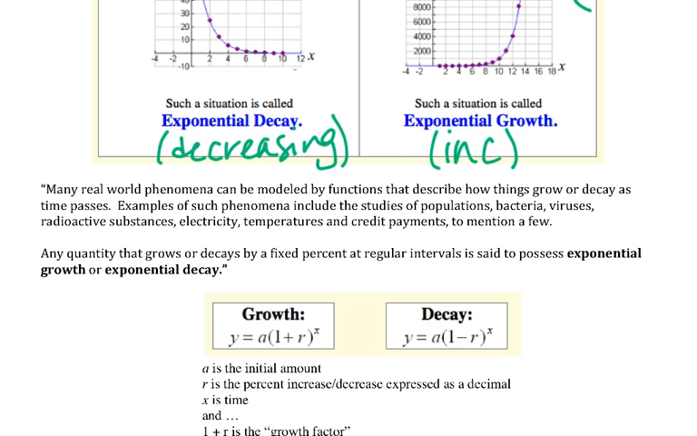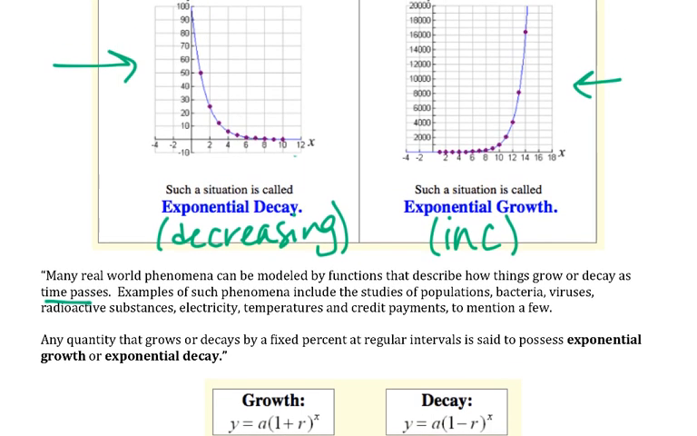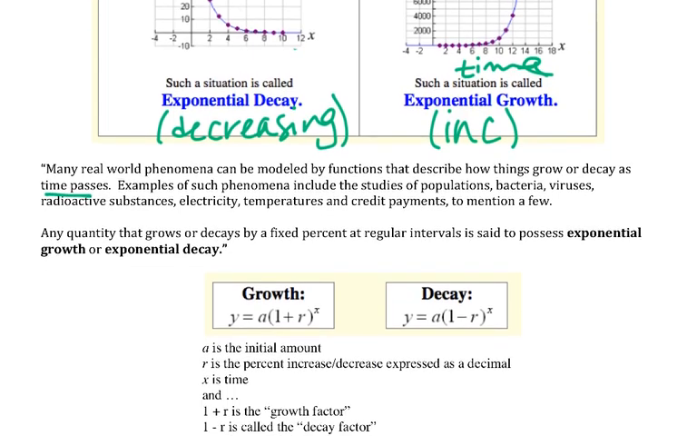Many real-world things can be modeled by functions like this that describe things growing or decaying as time passes. So here, our x-axis is time. So it's growing as time goes by, or it's decreasing as time goes by. Examples of such phenomena include studies about population, bacteria, viruses, radioactive substances, electricity, temperature, credit payment. Those are just a few examples.